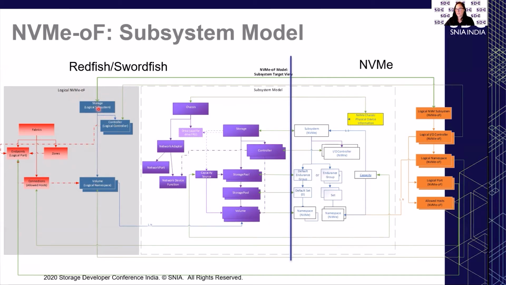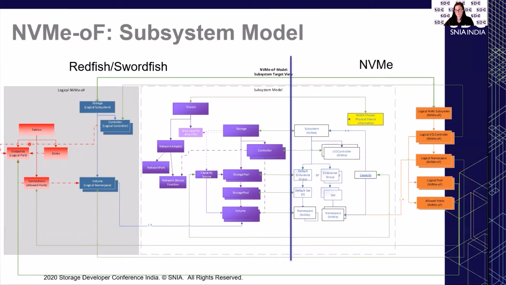On the Redfish and Swordfish side, you can see that this model is exactly the same. We've kept subsystem, controller, and namespace. These are the same things. If this model needs to be expanded to include more complex capabilities, like endurance groups and sets, we will add the storage pools here to reflect that and keep the model exactly the same.